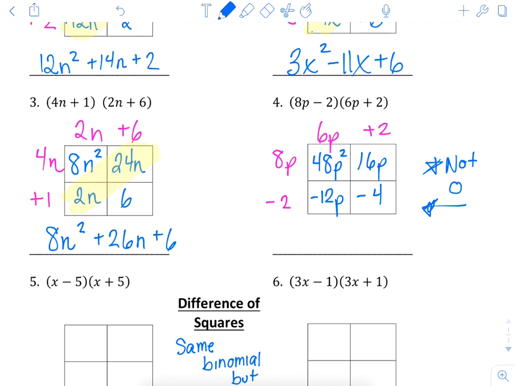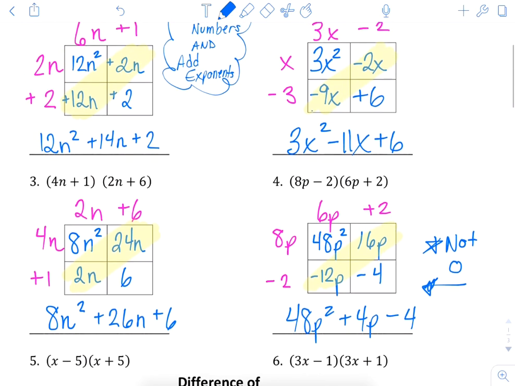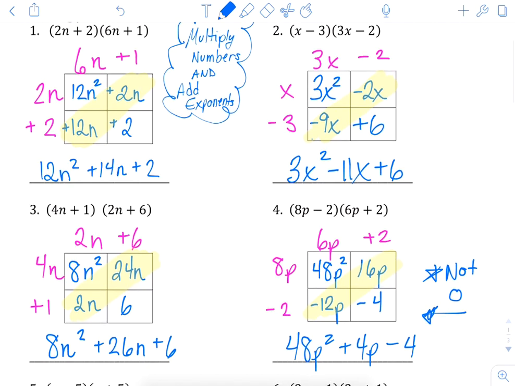Okay? Highest degree comes first, 48p squared. The p's on the diagonals, they're going to go ahead and combine. 16 and a minus 12 makes a positive 4. So 4p. Our smallest degree is the 4, so minus 4 at the end. Okay? If you missed anything in this top section, go ahead and pause it, write it down, and we're going to move on to 5 and 6.